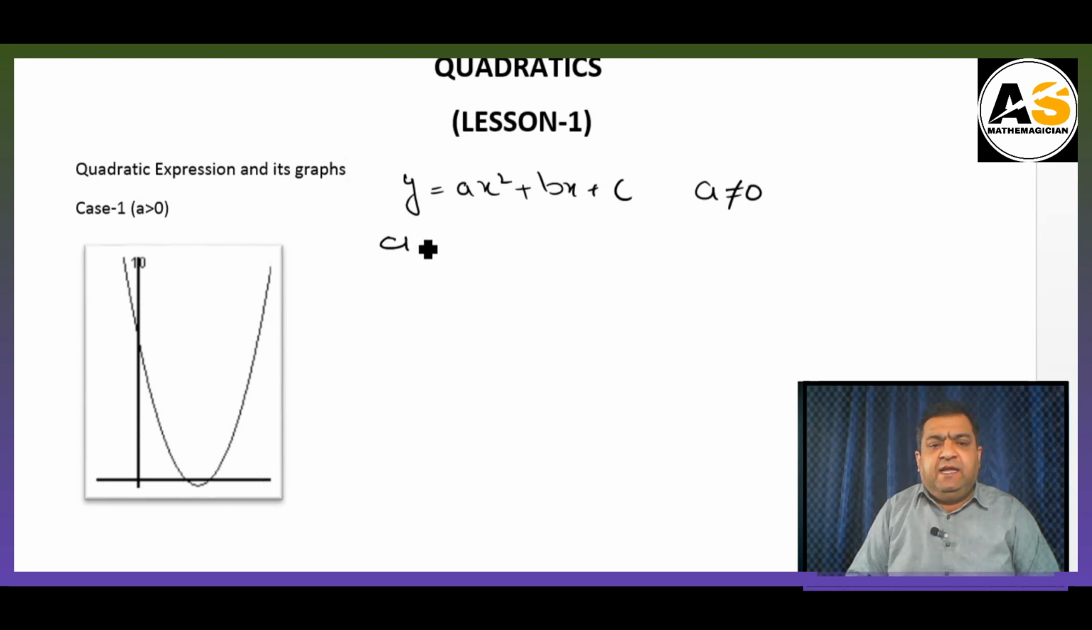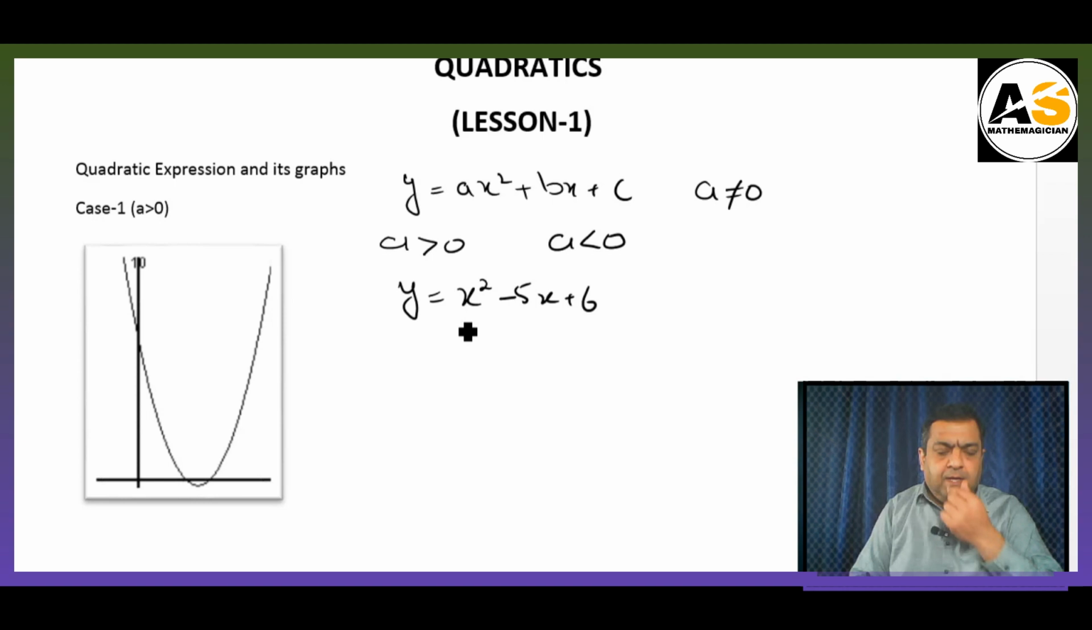It means a can either be positive or it can be negative. So we are going to discuss the graph of this quadratic expression in both these cases. When a is positive, I will take an example: y = x² - 5x + 6. Here a is basically 1, which is positive.